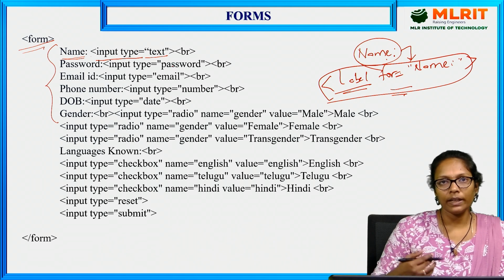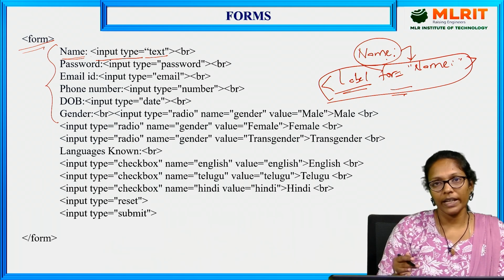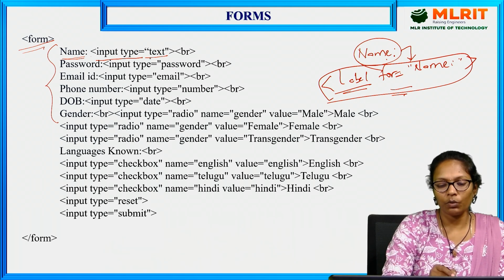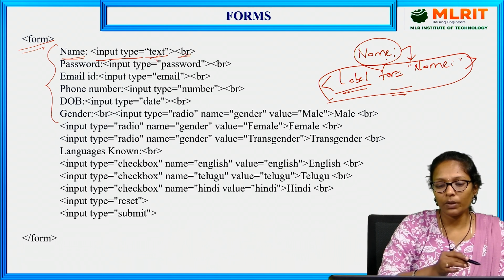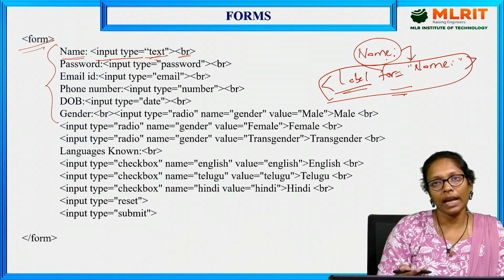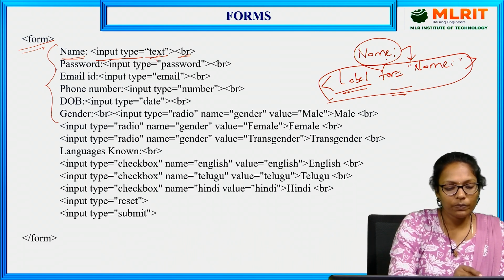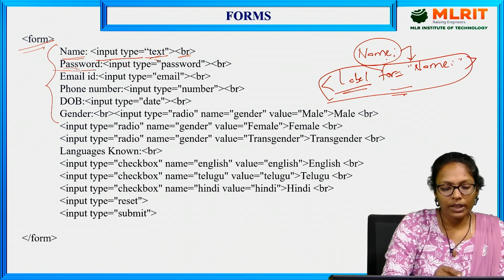Obviously I will enter my name as Sowmya, so it will expect only characters. For that you need to give only the text. And the BR tag. As we saw already in the previous video, the BR tag is nothing but the break tag. It will come to the next row. So the next field is password. Input type is equal to password, again BR tag.